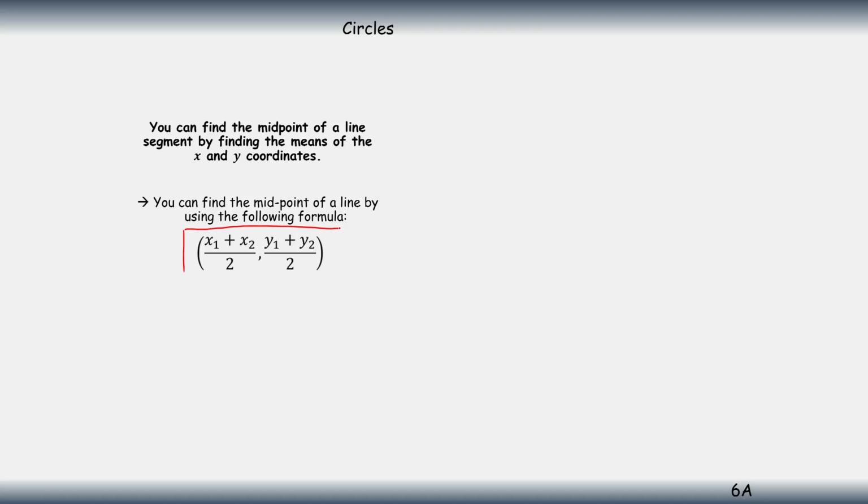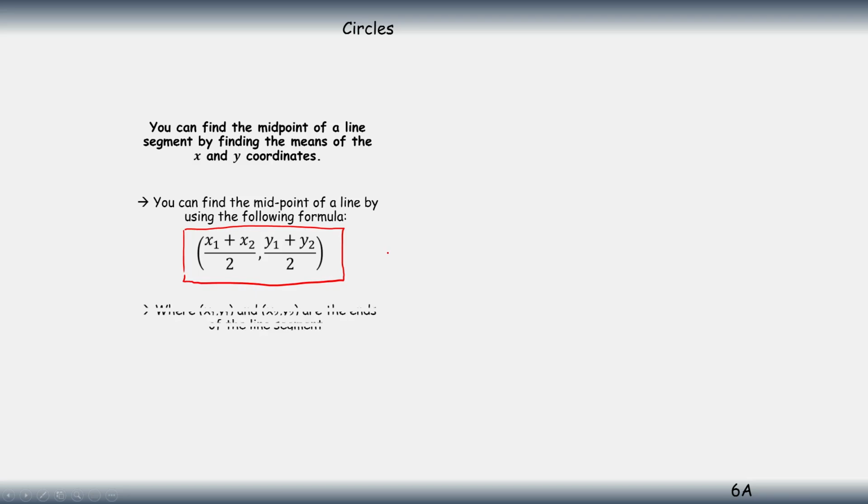Okay, so if we're given two points on a line, and we've got the coordinates of those 2 points, then by finding the average of the x and y coordinates, we can find the midpoint of the line. And this is a formula we're going to be using today. x1 plus x2 divided by 2 gives us the x coordinate, and y1 plus y2 over 2 gives us the y coordinate. So we're averaging the x and the y coordinates.